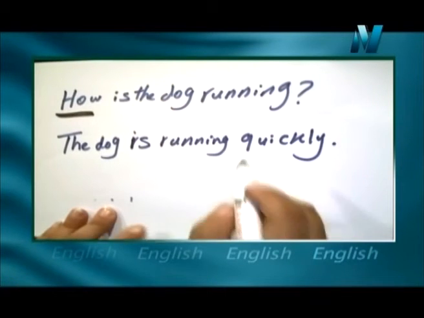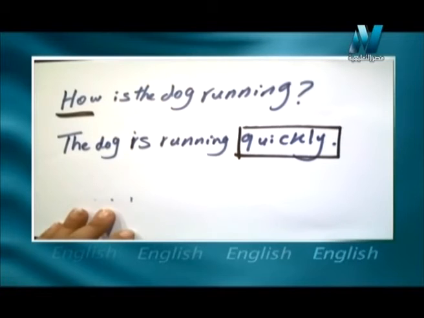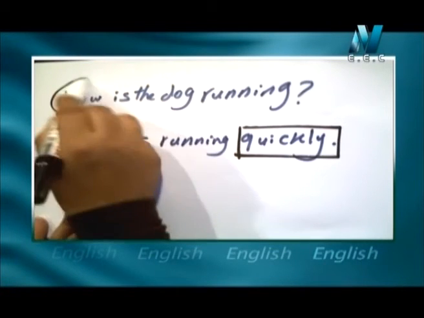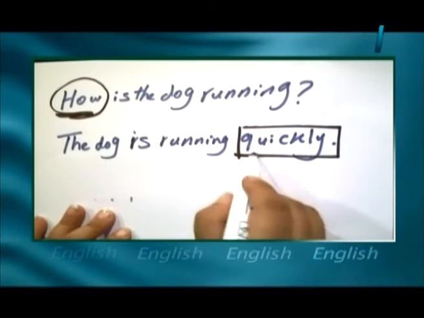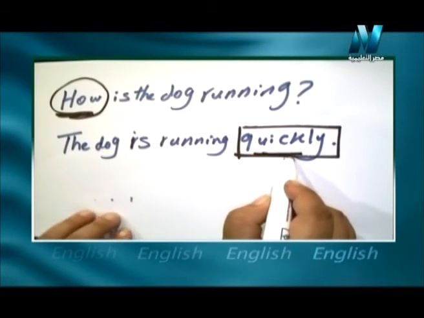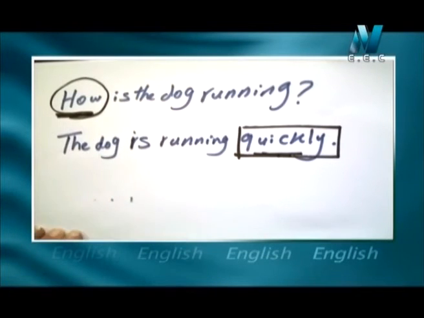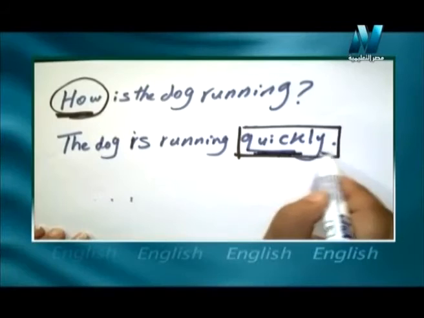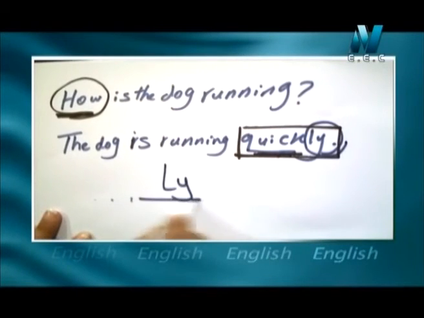Here I have the word quickly. هي دي إجابة الجملة. And I have asked the question by how. إزاي الدog بيجري. I have answered, the dog is running quickly. This is the answer. So the adverb can answer a question starting by how or when or where. It is an adjective plus ly. So the adverb almost has ly at the end.